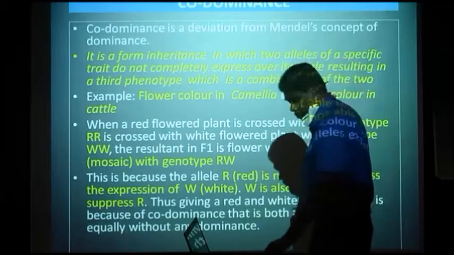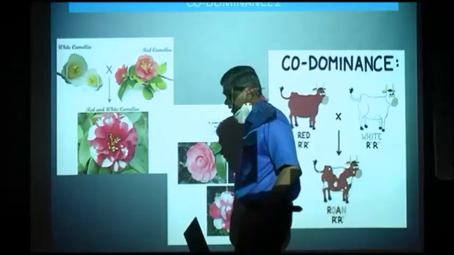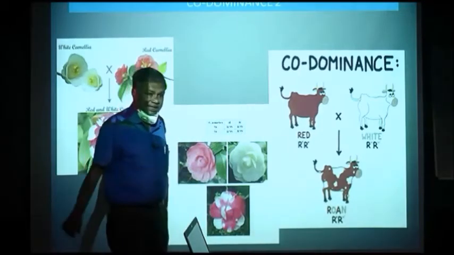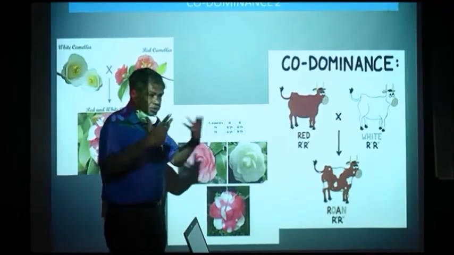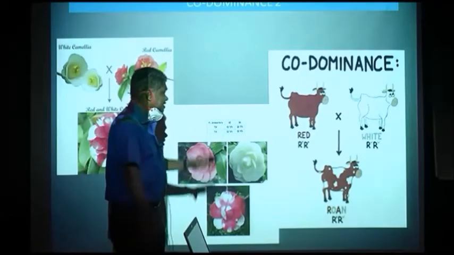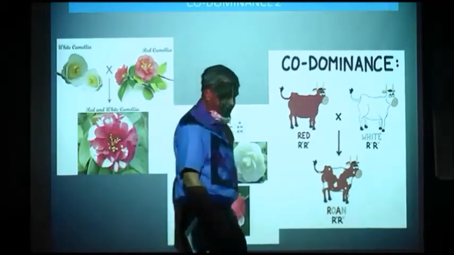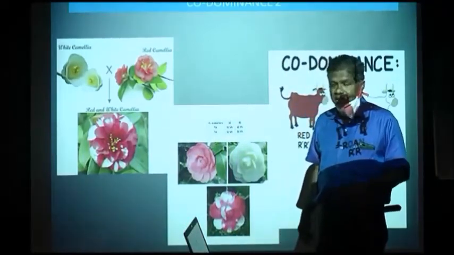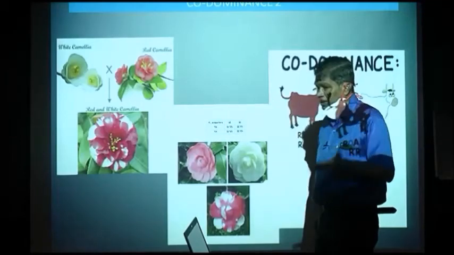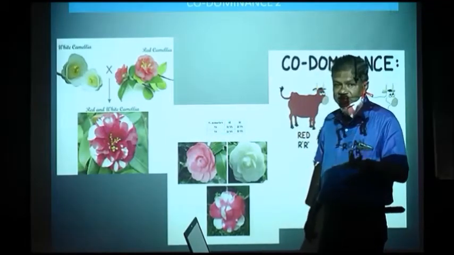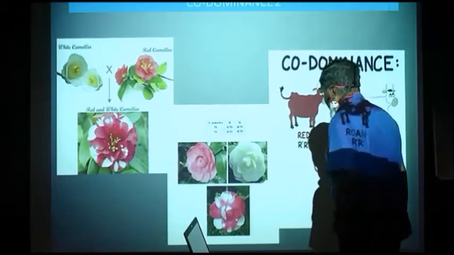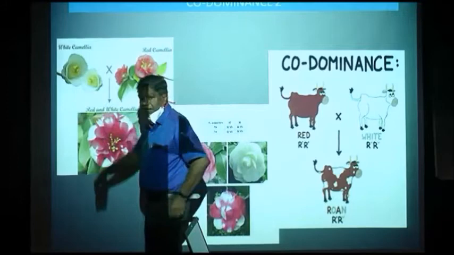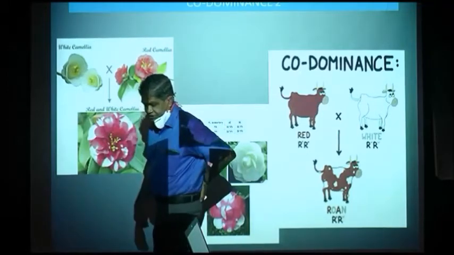Then come to co-dominance. What do we mean by co? Co means together, that is, both are together and both express themselves, that is co-dominance. Now, co-dominance is where the two genes, usually both dominant, both express themselves. Now, let us try to understand this through an example. Here in camellia, there are white flowered plants and red flowered plants.